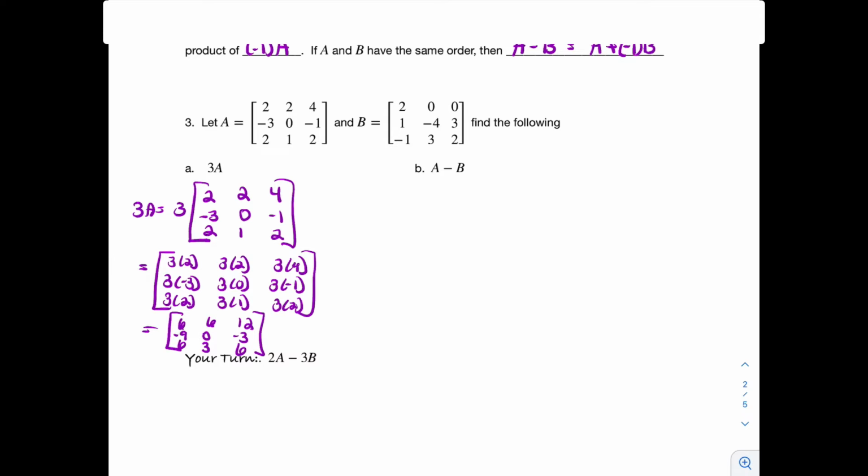Okay, now let's do matrix subtraction. So we got A minus matrix B. So technically, again, that's A plus -1 times B. So I'm going to do all the steps. But again, you'll be able to simplify and not have to do all these steps.